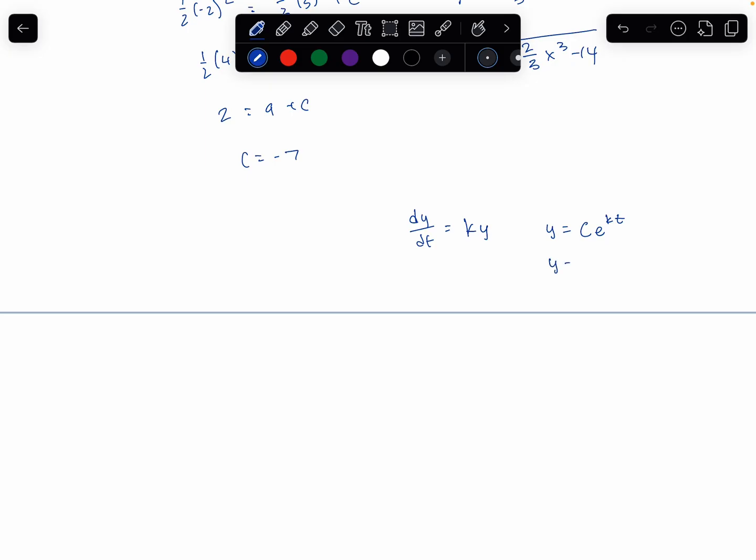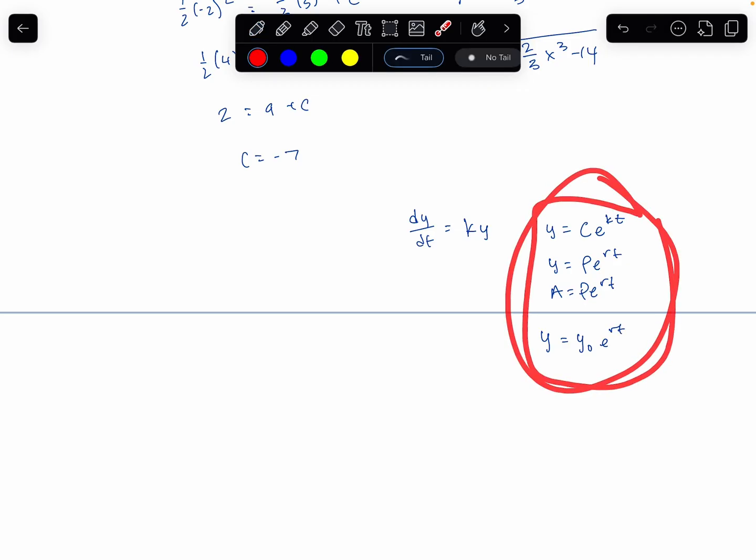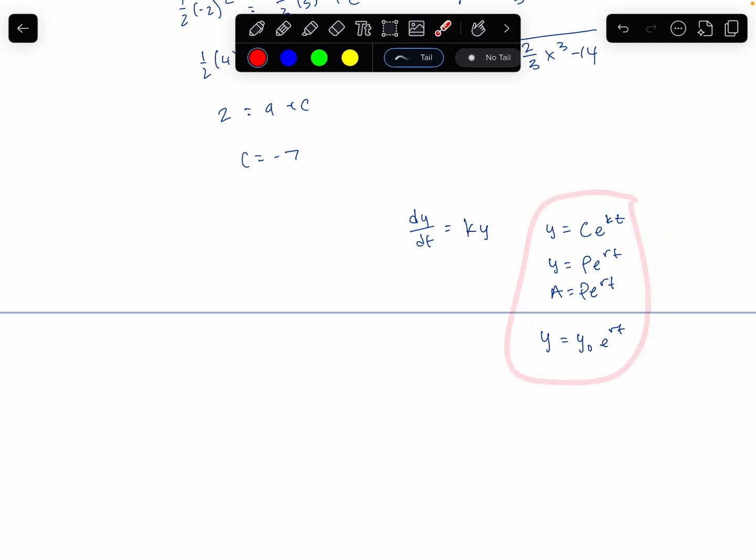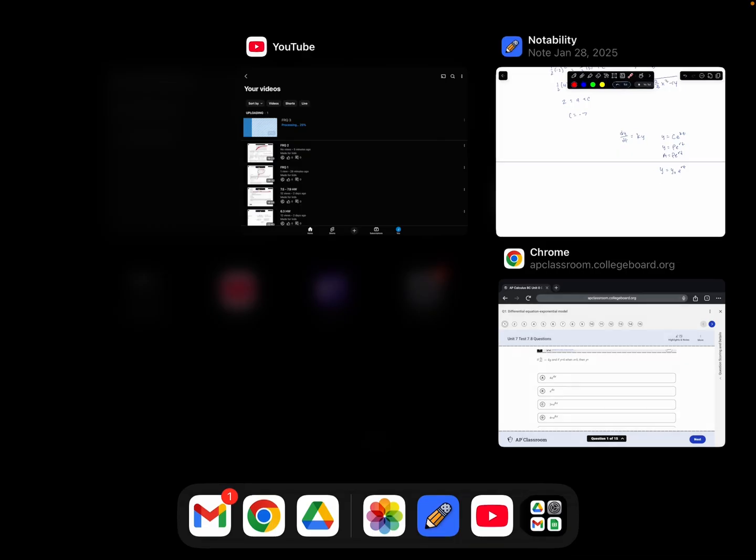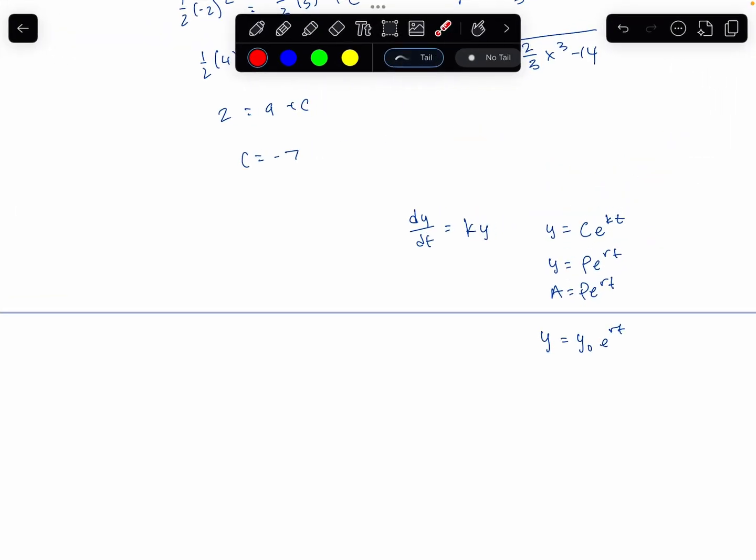This might also look like y is equal to p e to the rt, or a is equal to p e to the rt. You can say y is equal to y naught e to the rt. There's a lot of different ways you can write this same equation. I don't know why we've decided to choose like 500 different ways to write it, but it's all the same. So a lot of the times they like you to, from the information, pick out what the initial amount is. Can you decide what the actual amount is? And then k just refers to, a lot of the times k can be given to you and t will be given to you.